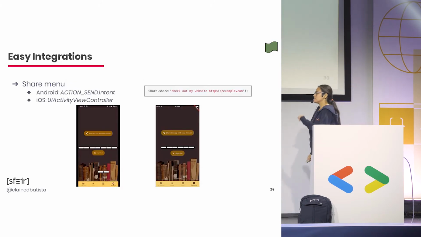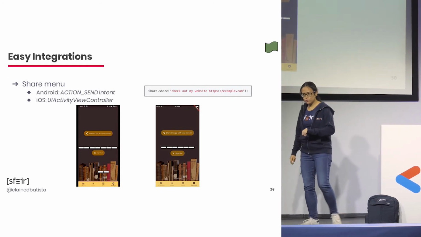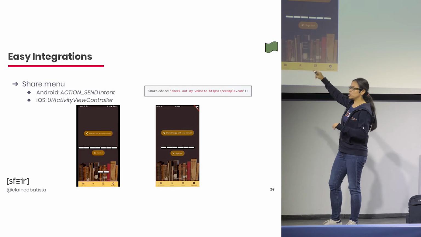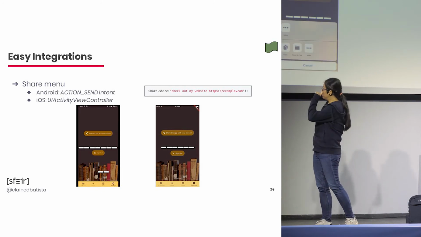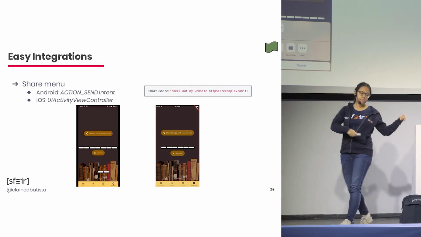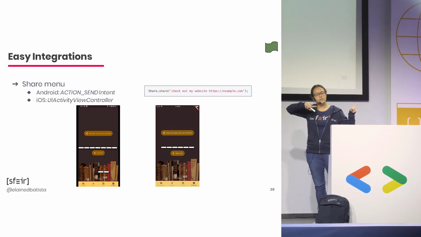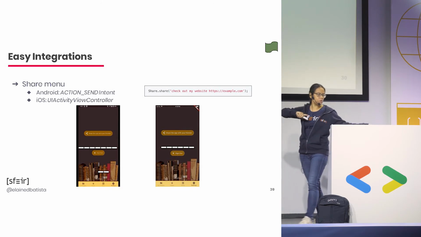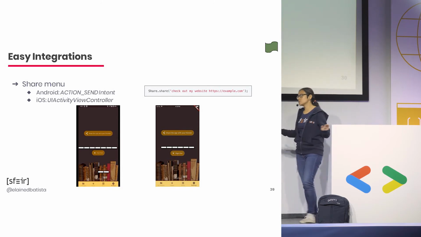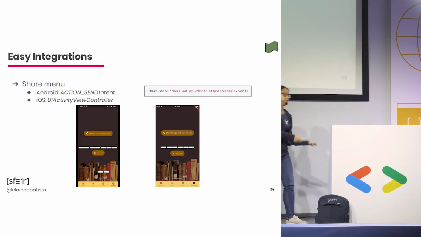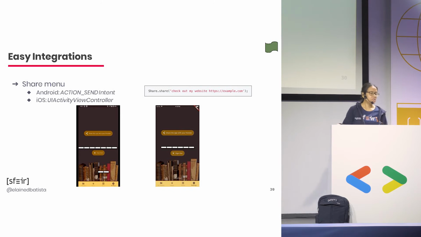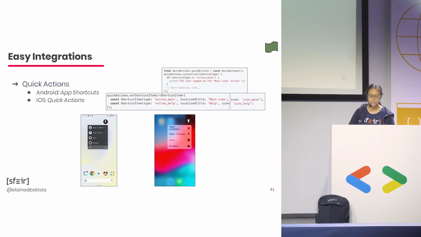There are integrations that are really easy to do. For example, you know this share bottom sheet right here. It's done simply by, of course, integrating the dependency and one line of code, and it works, and it maps to the action send intent on Android and to a UI activity view controller on iOS. It works really, really easily. Very, very nice to see that. I didn't put the native code here, but there is a lot more work that you have to do. So it works just out of the box, really nice.